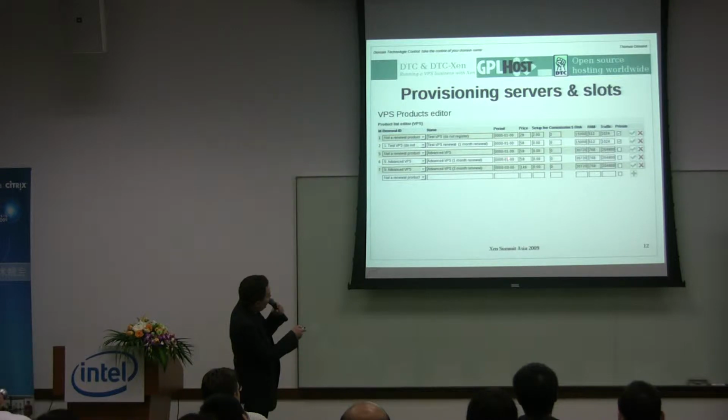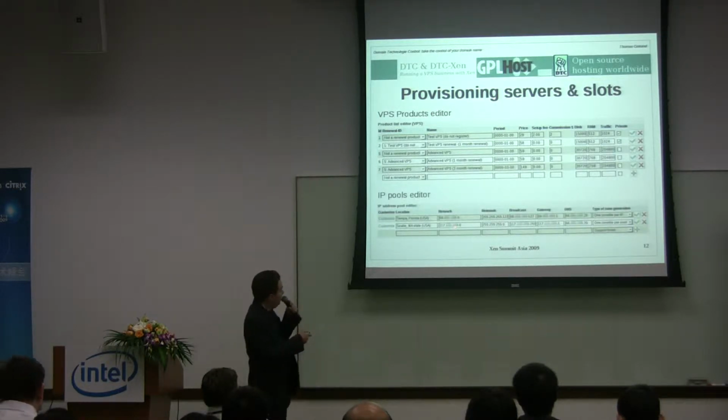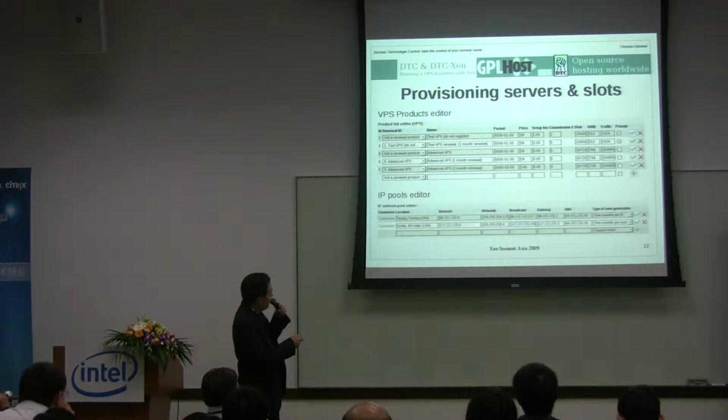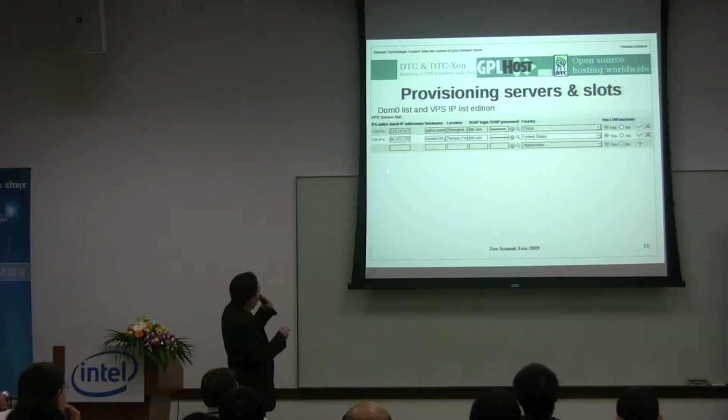This way you can have one month renewal or three months with a discount. Okay. Once you've done that, you have to define IP pools, so you can enter your subnets. This information here will be needed to set up your VPSes. And once you've done that, you will just add Dom0s in the list.